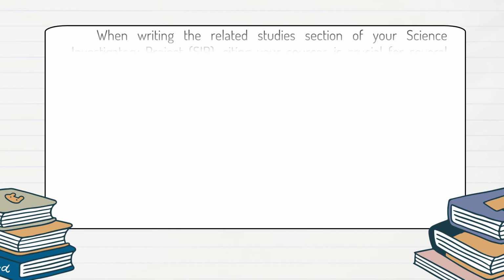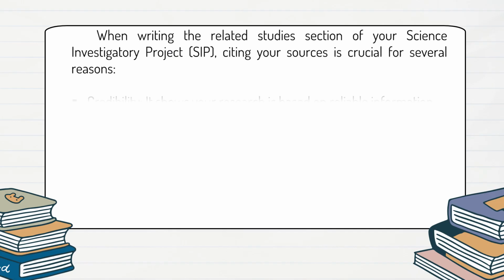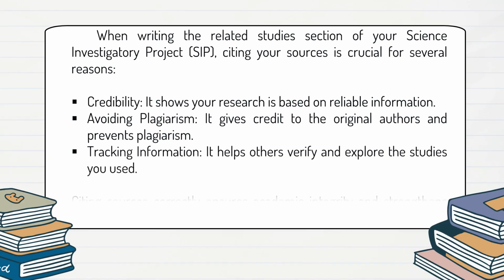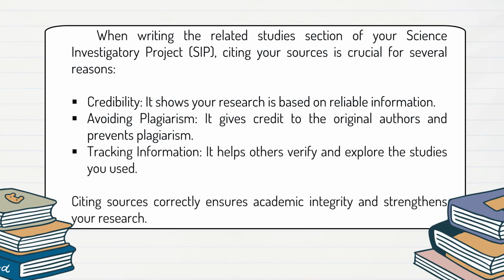When writing the Related Studies section of your Science Investigatory Project, SIP, citing your sources is crucial for several reasons. Credibility. It shows your research is based on reliable information. Avoiding plagiarism. It gives credit to the original authors and prevents plagiarism. Tracking information. It helps others verify and explore the studies you used. Citing sources correctly ensures academic integrity and strengthens your research.